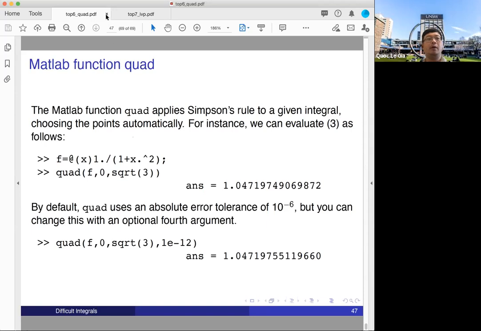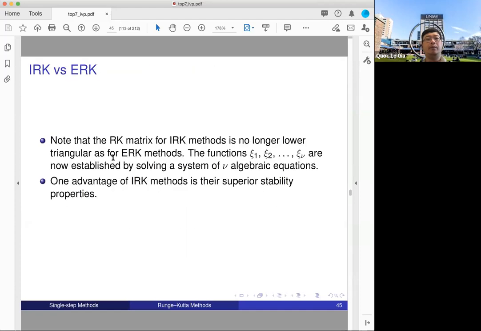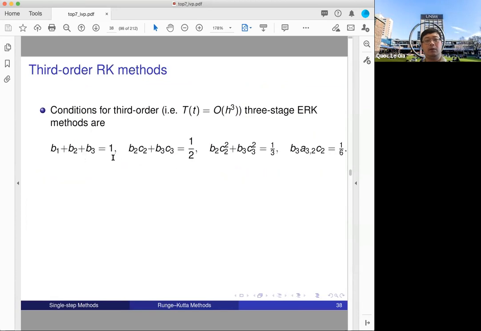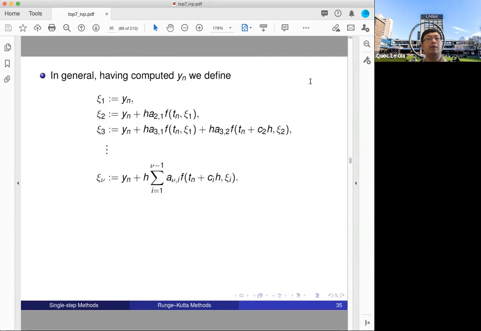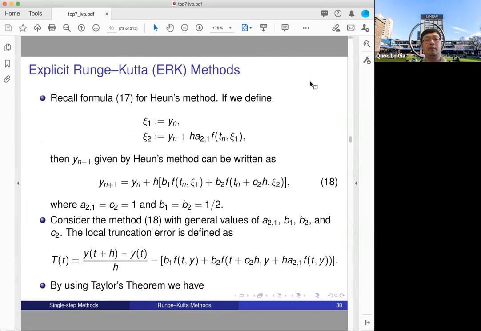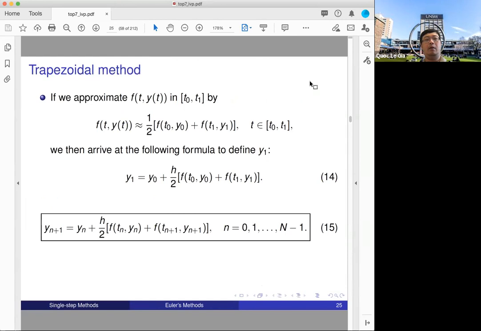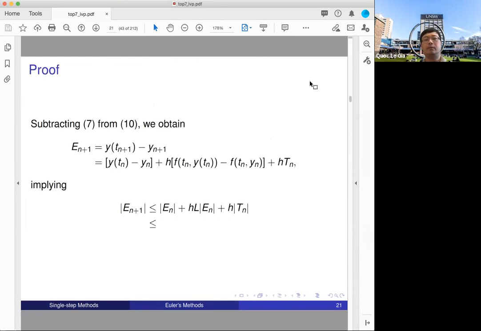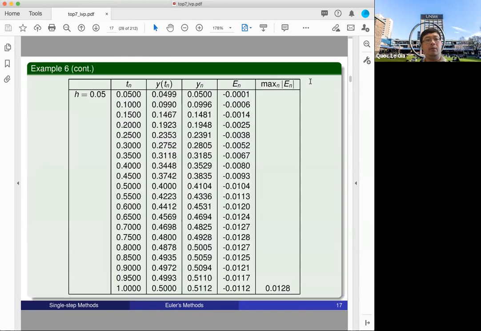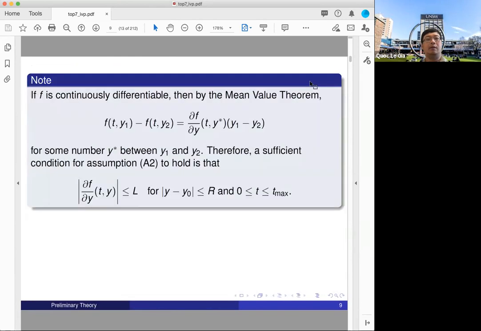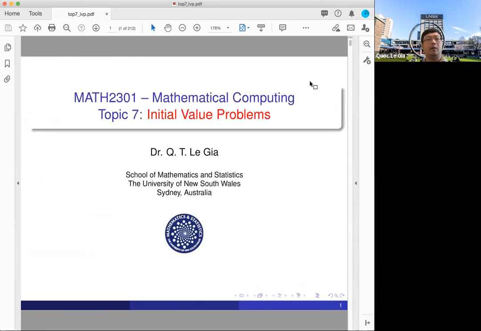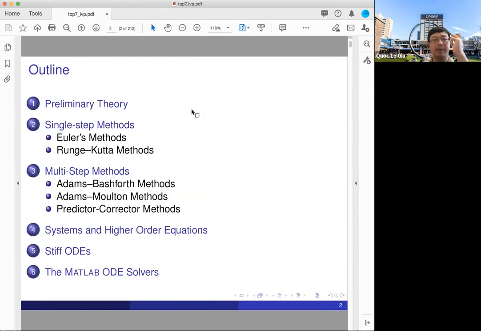The last topic will be on initial value problems. Let me go back to the very first slide. In this topic we look at a few methods. The first will be single step methods, where we have Euler's methods and Runge-Kutta methods. Single step means you only look at the previous step, and multistep means you look at more than one previous step.